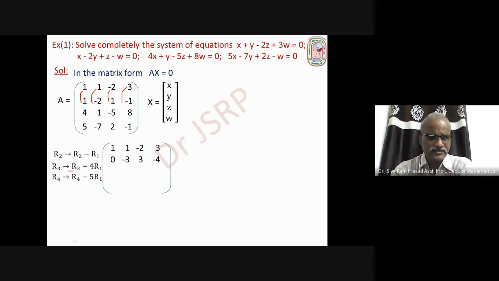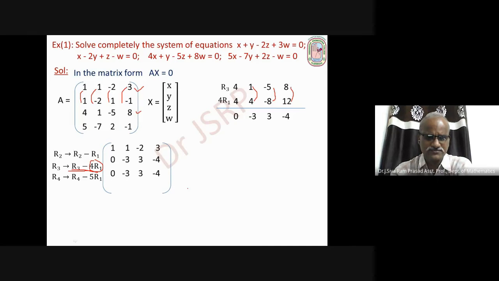Next, calculate row 3 operation. First take R3. This is third row. Take third row as it is, 4, 1, minus 5, 8. Next, calculate 4R1. R1 is first row. Multiply first row with 4. So 4, 4, minus 2, 12. Subtract, 4 gets cancelled. So 1 minus 4, minus 3, minus 5 minus of minus 8, minus 5 plus 8, that is 3. 8 minus 12, minus 4. So write in third place, 0, minus 3, 3, minus 4.